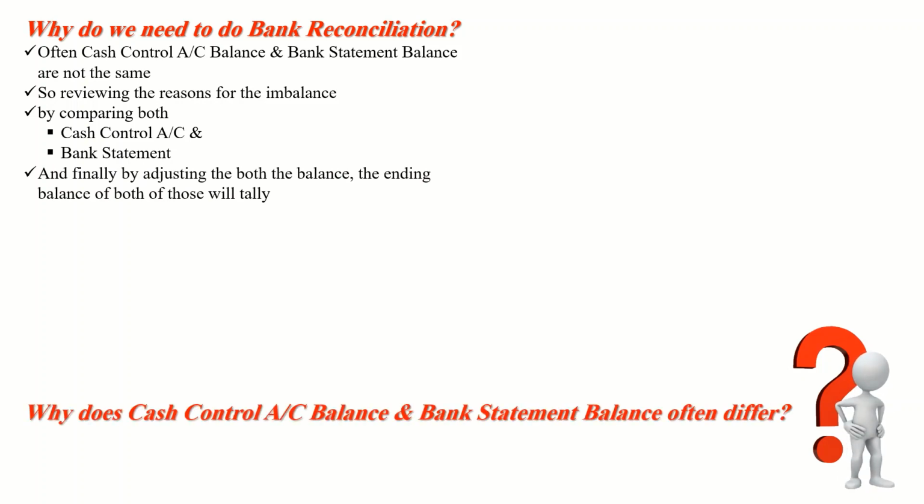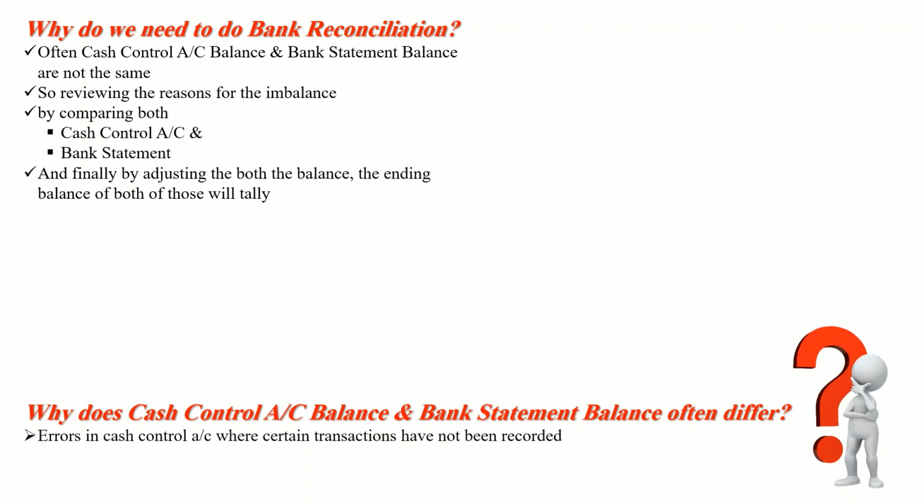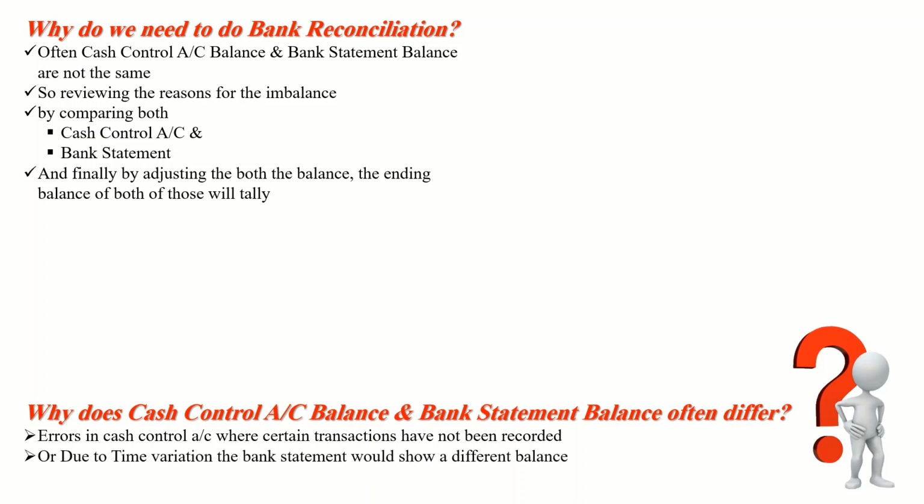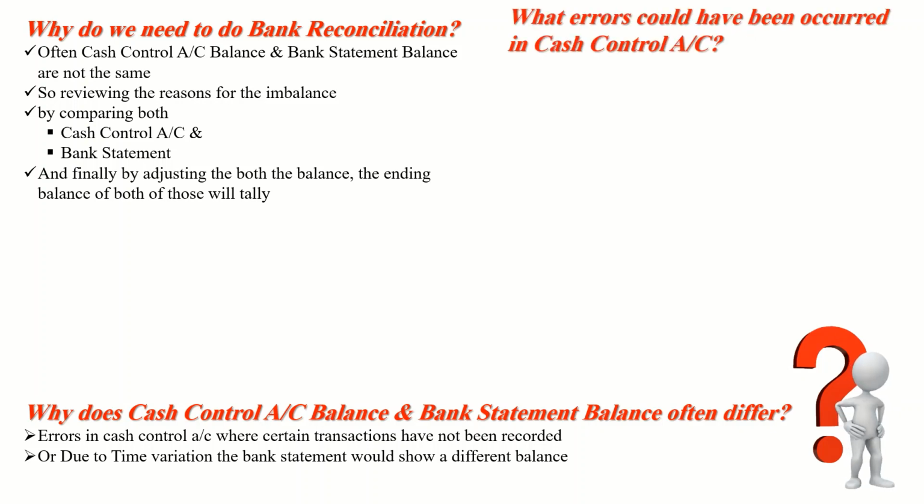Secondly, why do both balances differ? We can categorize this into two main parts. One is the errors and omissions made in the cash control account, and the second is that, due to periodical changes, the bank statement will show a different balance. Having said that, what errors and omissions could have occurred in the cash control account?